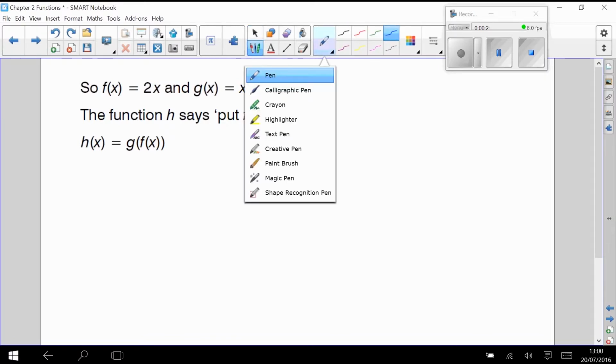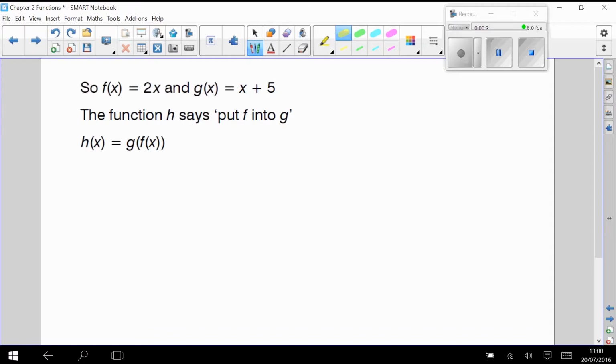You can see that in g of x, where I would have had an x, I'm now going to replace that with the expression for f of x. Well, what is the expression for f of x? That is when I had 2x. So in other words, what I'm going to do to get h of x, I'm going to take the g of x function, and where there was an x, I'm going to replace that with 2x. So h of x is going to be g of x with f of x in the place of x, which means that I have 2x plus 5.